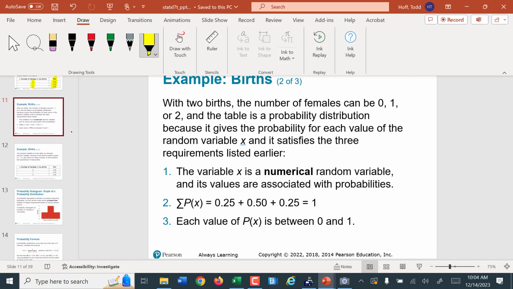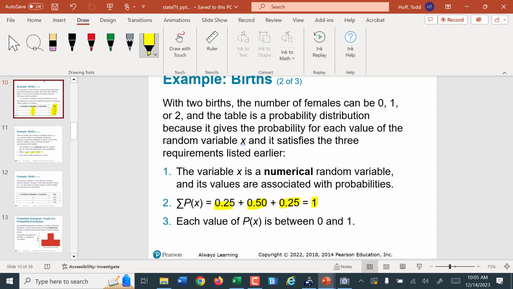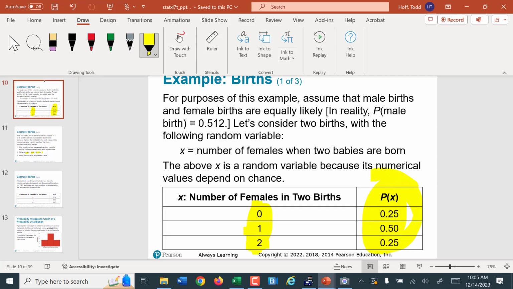So with 2 births, the number of females can be 0, 1, or 2. That's where we got those values. And then the numerical random variable is representing that number of female births. The total probability, we added it up, 0.25 plus 0.5 plus 0.25 gave us 1. So that's saying this column adds up to 1.